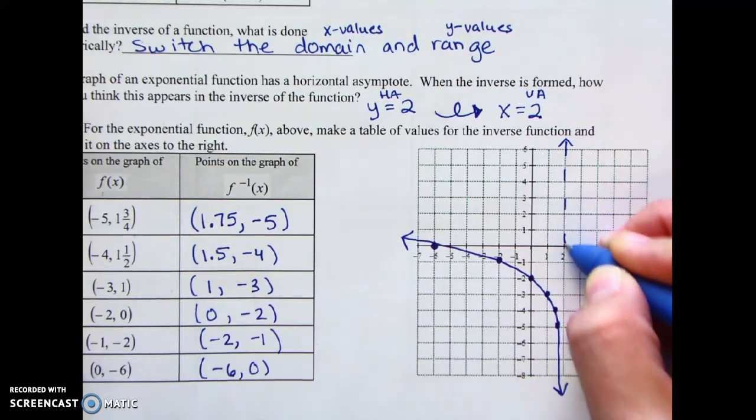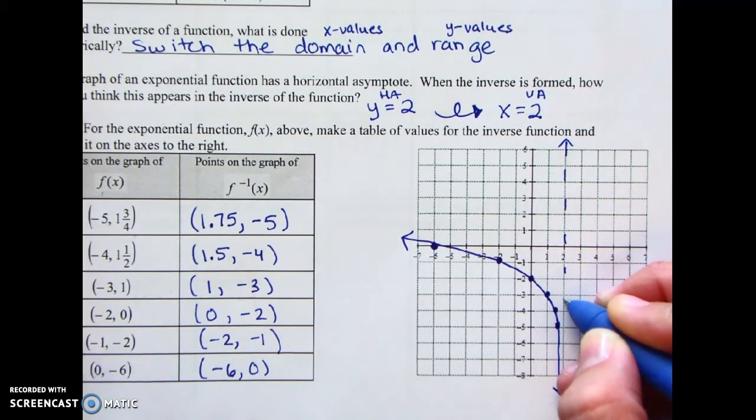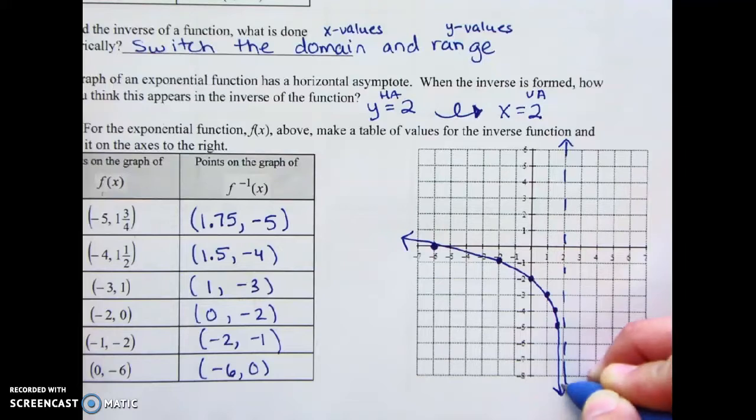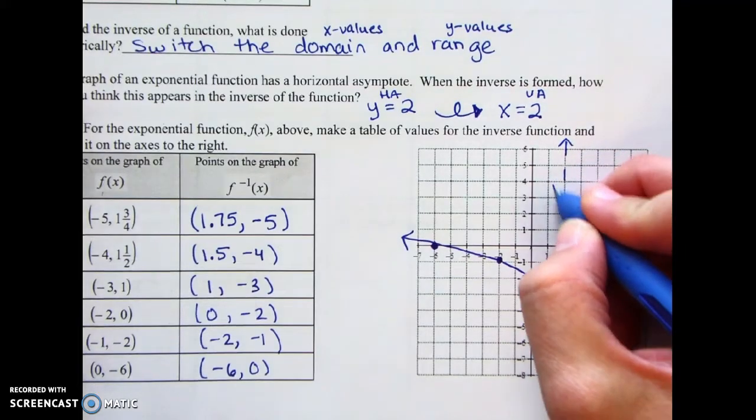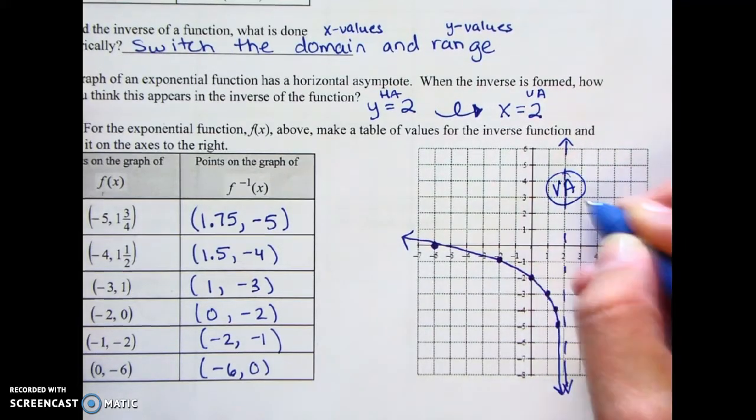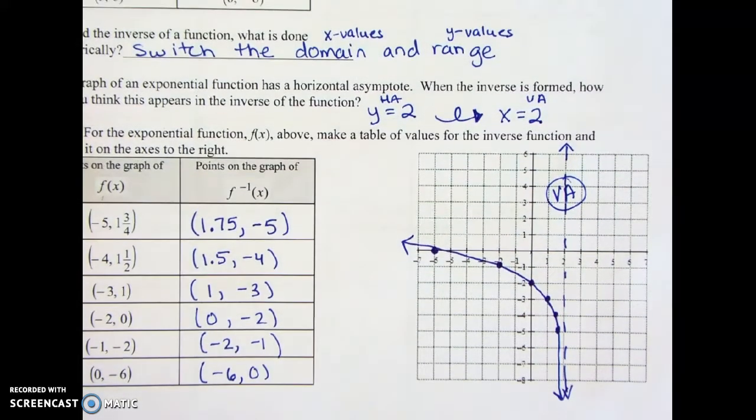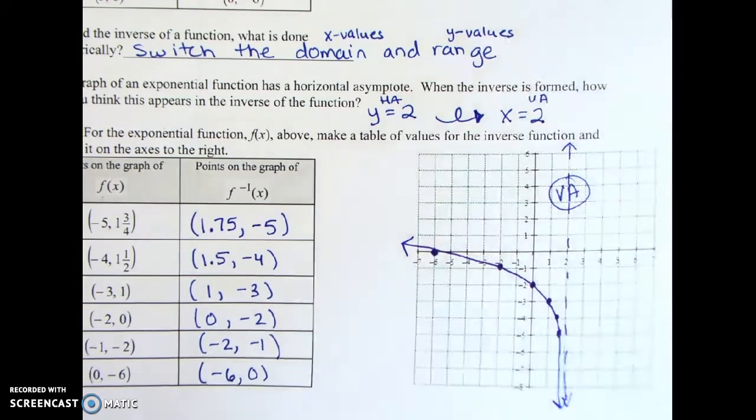Do you see how the points aren't going to hit 2? So we have a little vertical asymptote here. Vertical asymptote at x equals 2. Page 1 in the books.